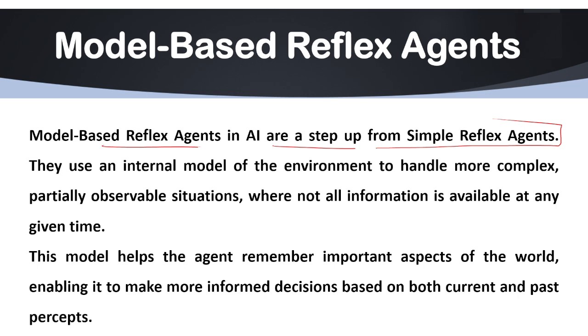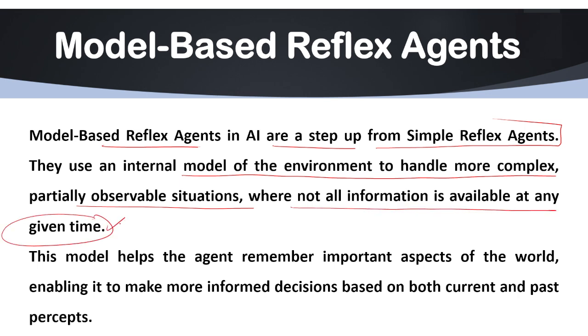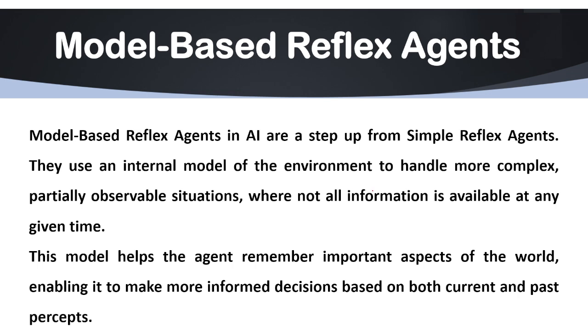All right, students, they use an internal model of the environment to handle more complex, partially observable situations where not all information is available at the given time. So this is the key point that you should note. We use model based reflex agents where there is not much information given at that particular point of time. Its important characteristics include its internal state. Its internal state is very important. Its world model, let me note this here.